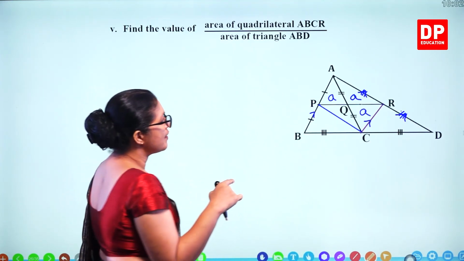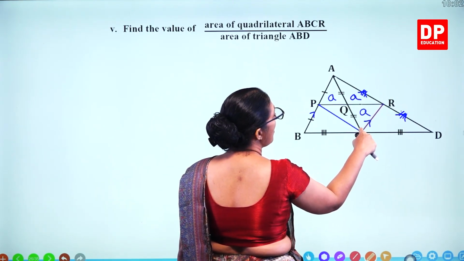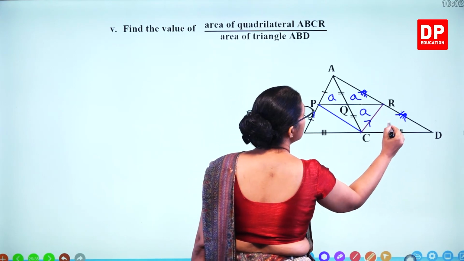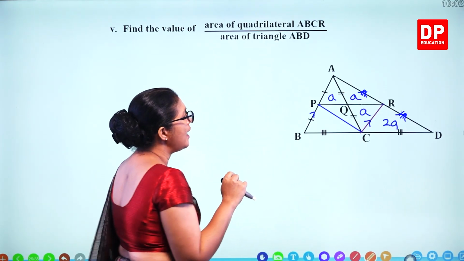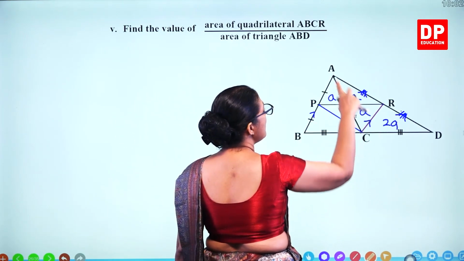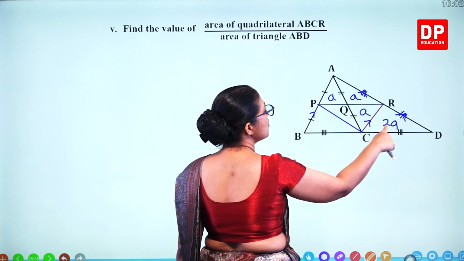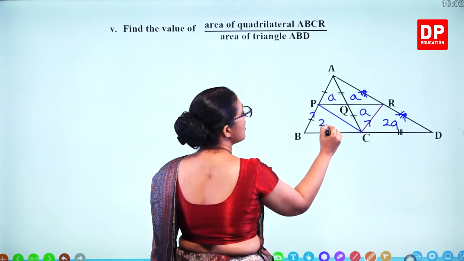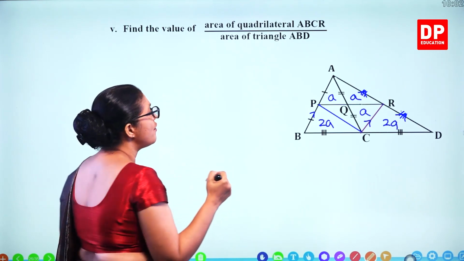According to midpoint theorem, all bases are equal with the same height. You get this is 2A. This triangle and this triangle, you get 2A. So again perpendicular height is same. This is A, 2A and 2A. This also becomes 2A. Now you can easily find out the ratio.